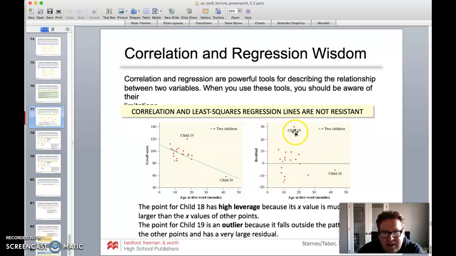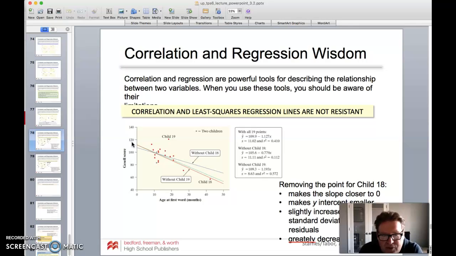Whereas child 19, you can see here, is an outlier because it doesn't fall within the pattern. You can see if you do this based on the residuals, child 18 doesn't have a very big residual. Child 19 does. Okay, and that's making the difference between that and an outlier.